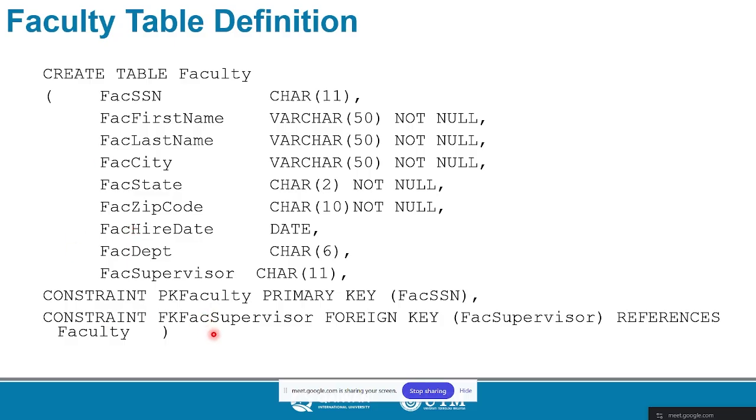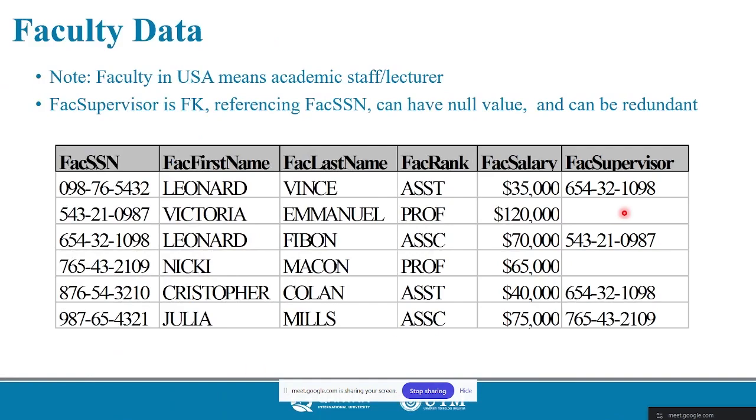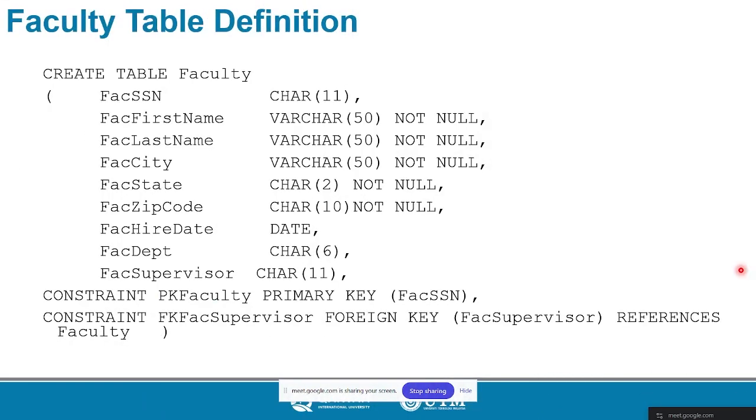Now, also we say that the faculty supervisor would be a foreign key. And the referencing, we will take it from the table faculty. Now, also, this is faculty supervisor. It is a foreign key, and they took it, although the table is not in here, from the faculty table. As it says, references faculty.